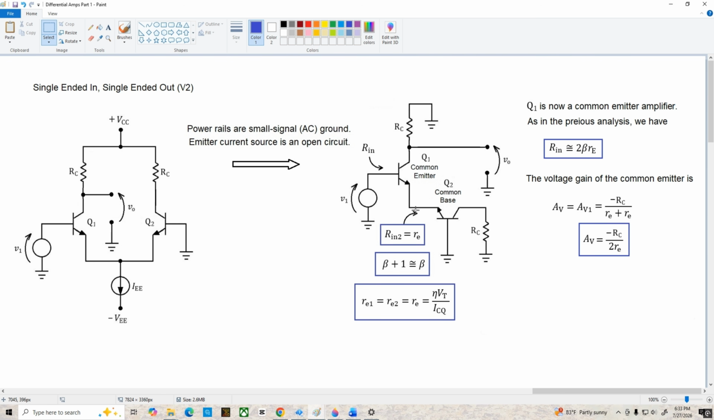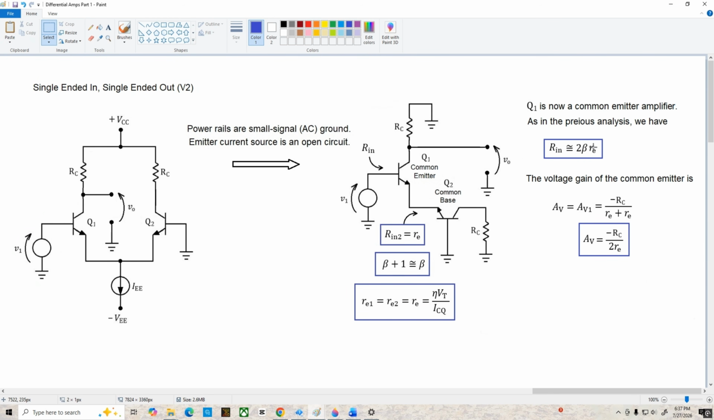And if you recall, the gain of a common emitter amplifier with an external emitter resistance is negative RC divided by little re plus the external resistance. In this case, it's also little re, so the voltage gain for this common emitter is negative RC divided by 2 little re. It's exactly the same as the previous version, except now we've got a negative sign because this is an inverting amplifier. From the perspective of the input voltage, nothing has changed here, so the input resistance is still approximately 2 beta times little re. And again, I put a capital E here for some reason. That should be a lowercase e, so let me fix that.